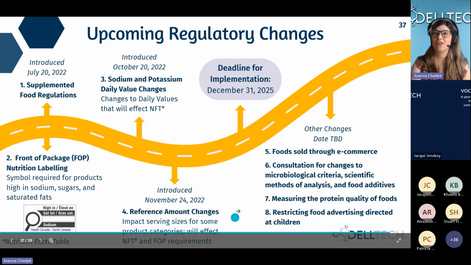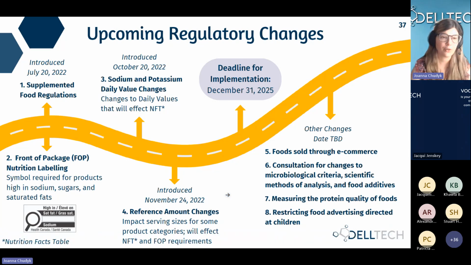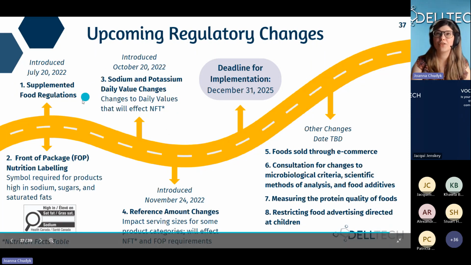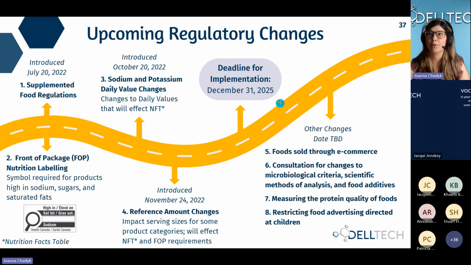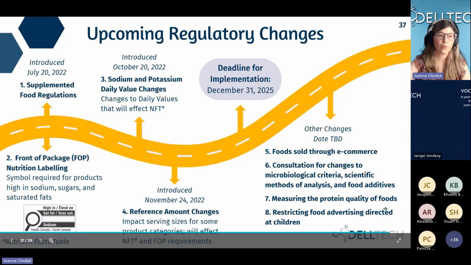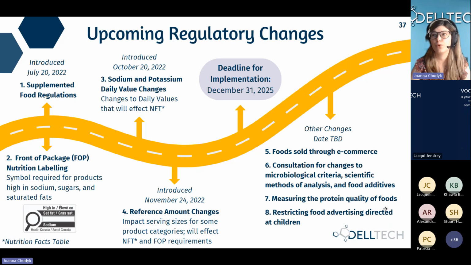And number 4 change, the reference amount changes that exist. These also will influence the changes for the sodium potassium daily value changes and front of pack nutrition labeling, because your reference amounts are your serving sizes, if you recall way back in the beginning of the presentation. So the way you're calculating your daily values will be affected as well. So these 3 changes really impact one another. So it's super important that you look at all of them and meet that deadline for implementation for December 31st, 2025.